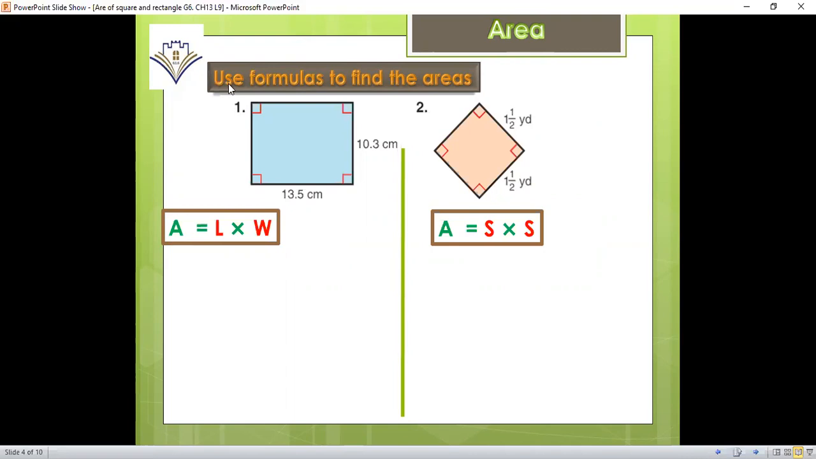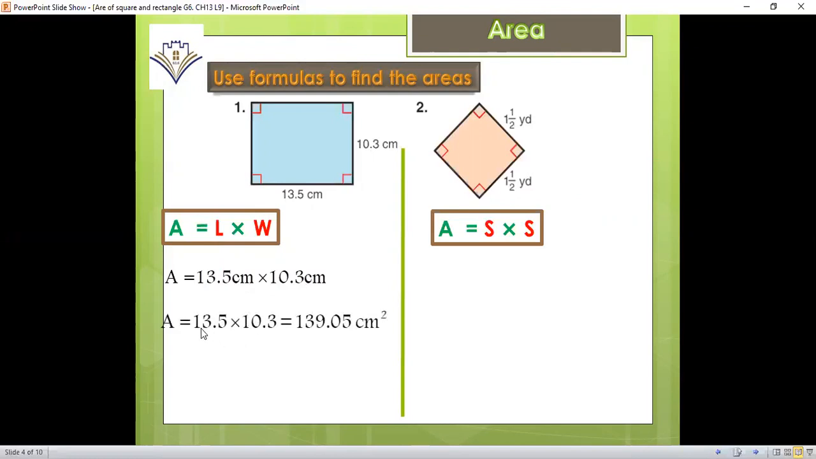The first question here is use formulas to find the area. Number one, what is that? Is it a square or a rectangle? It's a rectangle. Why? Because it's different. We have here length and width, both different lengths. Then the area of a rectangle is equal to length multiplied by width. Then length is referred to as 13.5 and the width is 10.3. Then 13.5 centimeter multiply 10.3 centimeter.